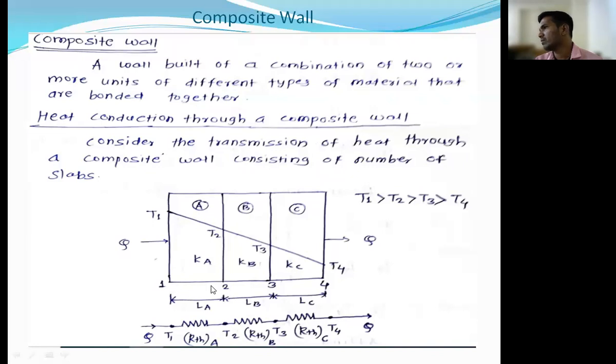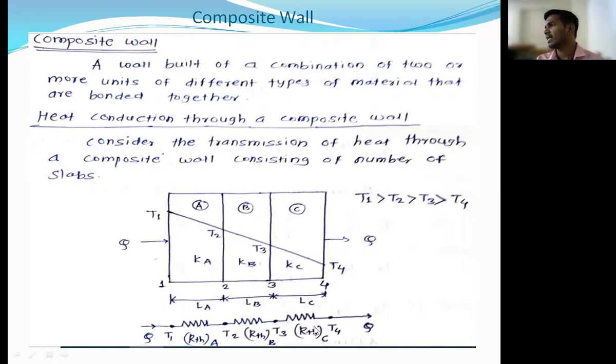So all of you draw this diagram. We have to consider three slabs: slab A, slab B, and slab C. What is the condition for the temperature? T1 is greater than T2, T2 is greater than T3, and T3 is greater than T4. Then the thickness of slab A is LA, slab B is LB, and slab C is LC. Q is the amount of heat conducted into this composite wall, and the same amount of heat is conducted out from that composite wall. So on the left hand side we write Q, and on the right hand side we write Q.